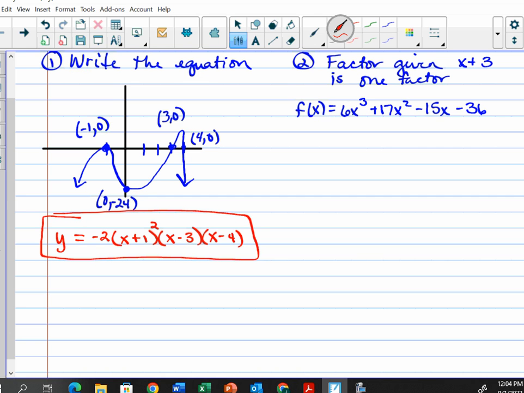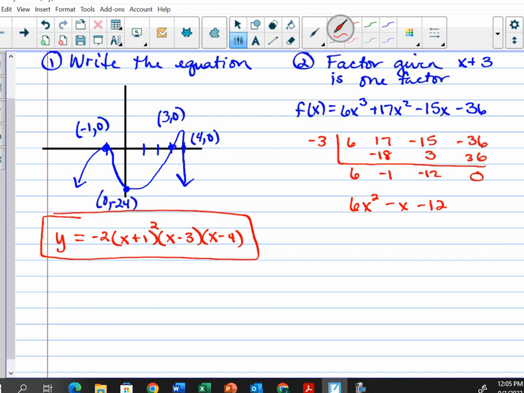All right, then the second one. I told you x plus 3 is a factor. And then I want you to factor completely this polynomial. So that means start by dividing by the x plus 3. Long or synthetic division, whatever you like. I'm going to do synthetic. I did get 0 as my remainder, so I now have 6x squared minus x minus 12.